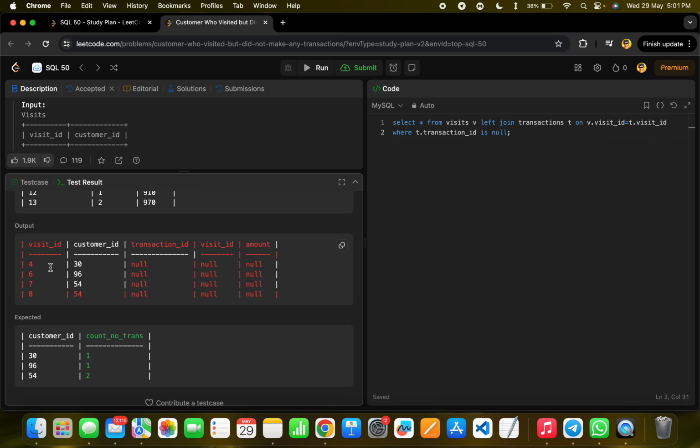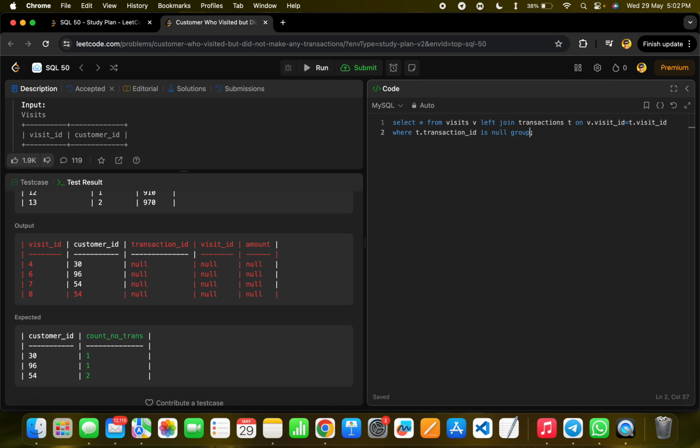So we got this. These are the customers who have visited the mall but did not make any transaction. 54 is coming 2 times, 30 is coming once and 96 is coming once. We want to get the count of this. To get the count, we can use the group by clause to overlap this customer ID into one single record, and then we can retrieve the count of that customer.